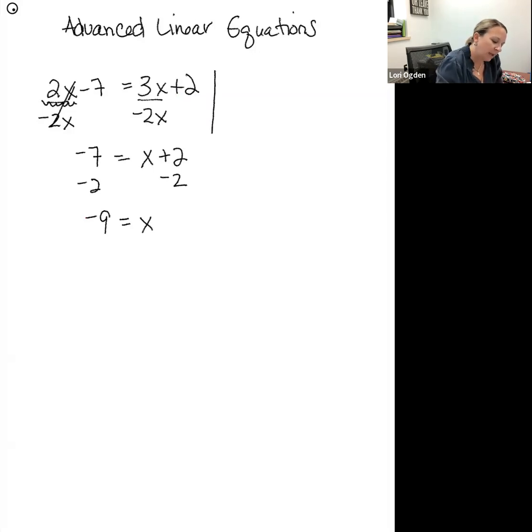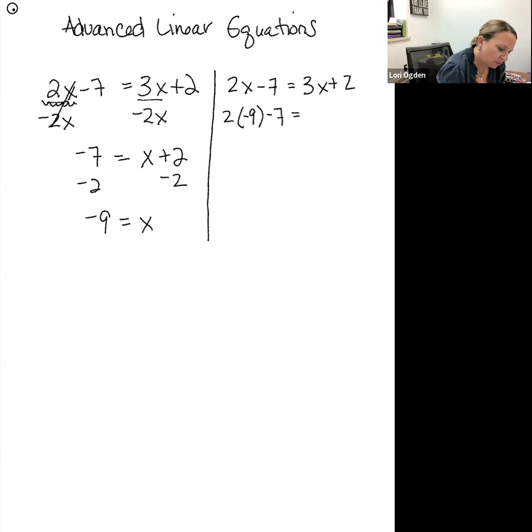So again, you don't have to show the check, but I think it's nice to see how this actually works and why we do this. So if we start with our original equation, that means if I replace x with negative 9, this statement should be true. So whenever you do those substitutions, I would encourage you to do that in parentheses. So I'm just rewriting the equation, replacing x with negative 9.